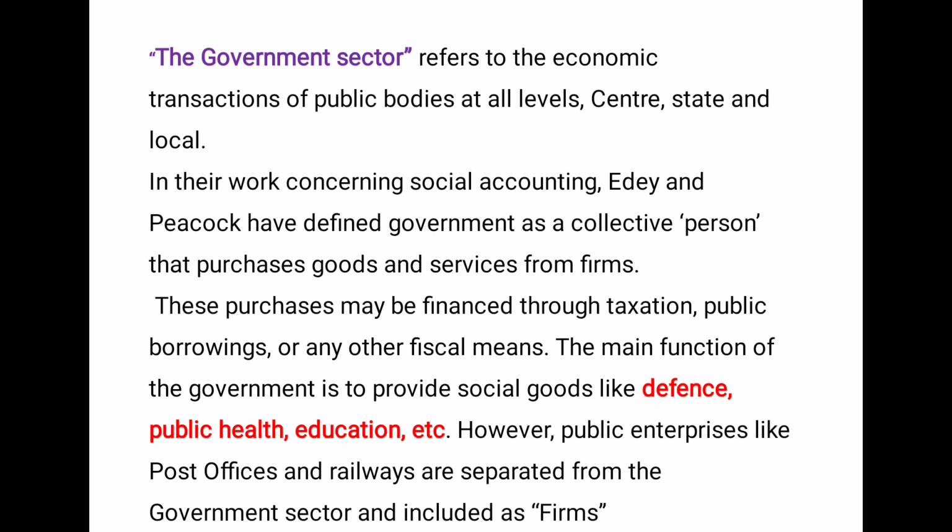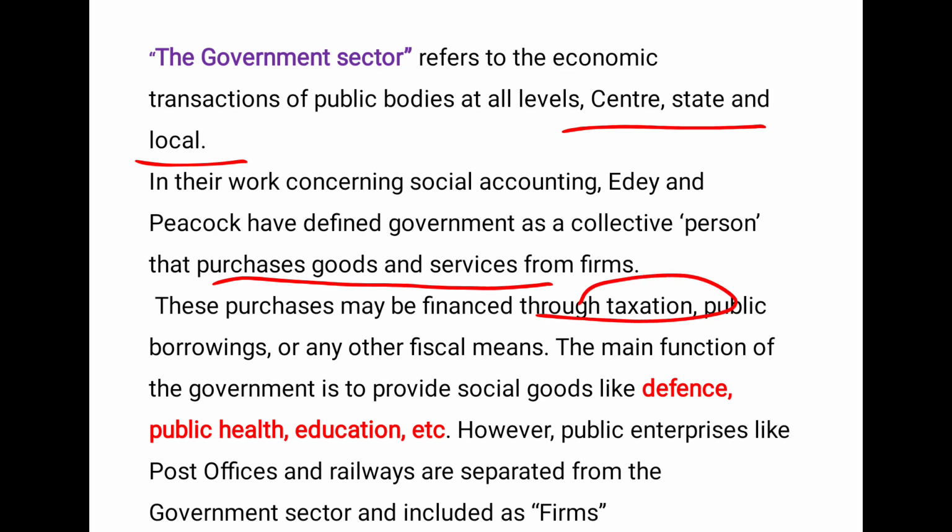Now the government sector. The government sector is nothing but the central government, state government, and local body. All these are supposed to be government sectors. What is their main work? Their main work is to take care of the people, making the people purchase goods and services at fair prices. Then taxation, public borrowing, fiscal measures, all this is being undertaken.